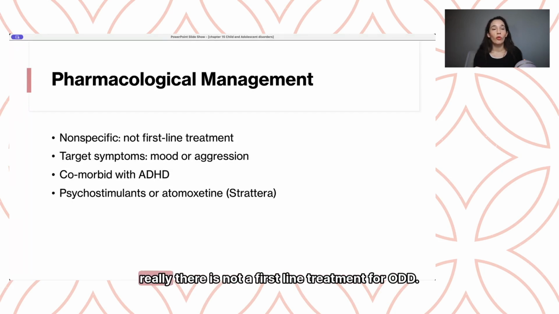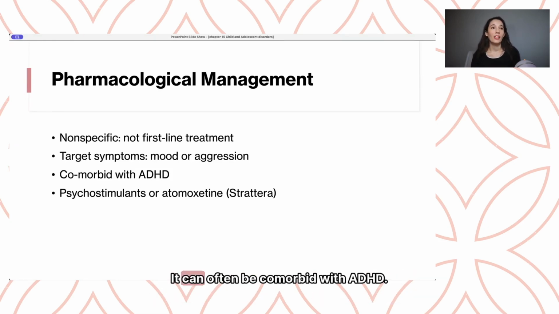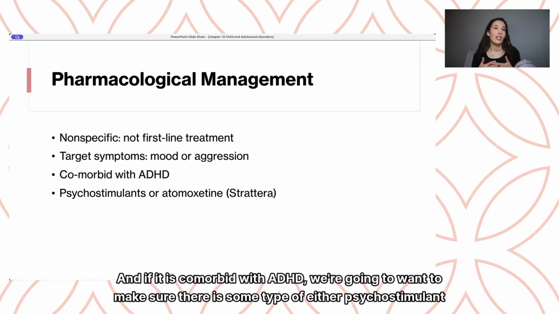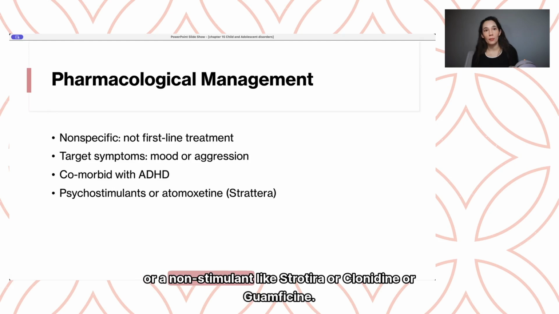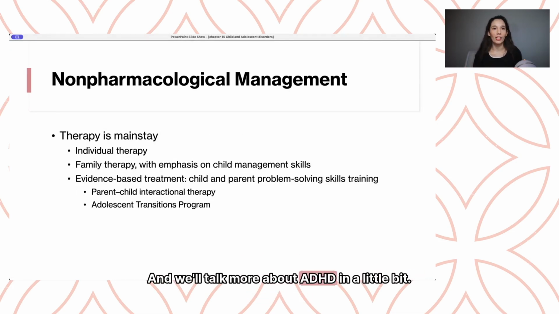Pharmacological management. There is not a first-line treatment for ODD. We want to focus our treatment on their symptoms, so their mood or their aggression. It can often be comorbid with ADHD. If it is comorbid with ADHD, we're going to want to make sure there is some type of either psychostimulant or a non-stimulant like Strattera, clonidine, or guanfacine. Those things can also be used for ADHD that are not a stimulant. We'll talk more about ADHD in a little bit.